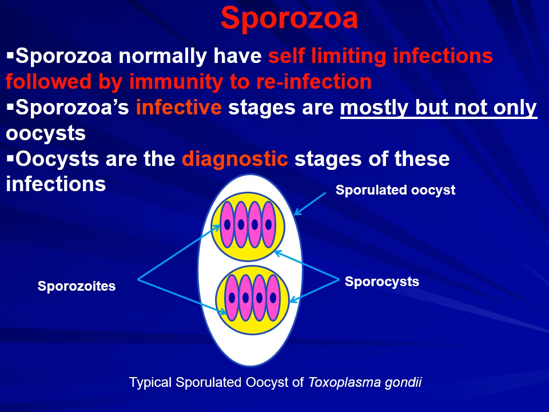A general characteristic of sporozoa is that the infection by these parasites is normally self-limiting, which means that our immune system can get rid of the infection. That means that this immune response that is mounted against a first infection can be defending us against a new reinfection. Sporozoa infective stages are mostly but not only oocysts, and these oocysts are also the diagnostic stages of these infections.